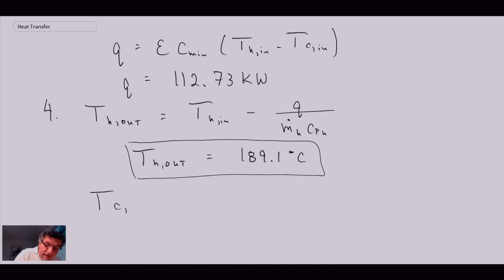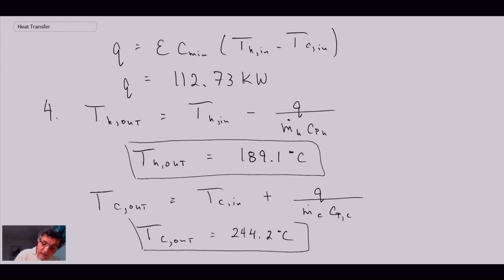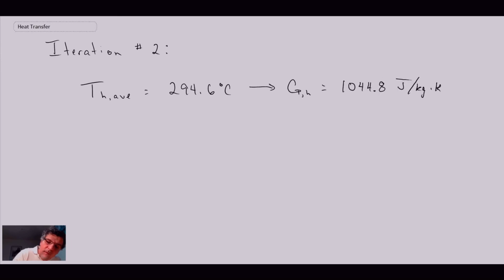And T cold out, the cool fluid out, is 244.2 degrees C. So it's going up quite a bit, from 20 degrees C up to 244 for the way we have this particular problem. That would be iteration number 1. Technically, what you should do is iterate this problem again. To do that, you compute a new average temperature for the hot fluid, and a new average for the cold fluid.